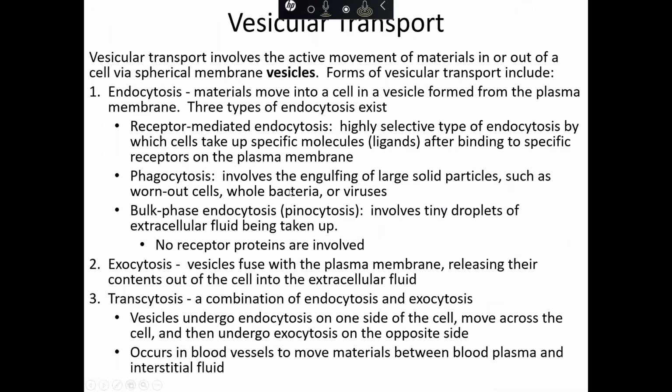There is a third form of active transport. We won't really see ATP directly used in this process, but it is important to have a basic idea of vesicular transport, which is where we move stuff either in or out of a cell using spherical membranes called vesicles. There are 3 forms: endocytosis and exocytosis, which are the exact opposite of one another.